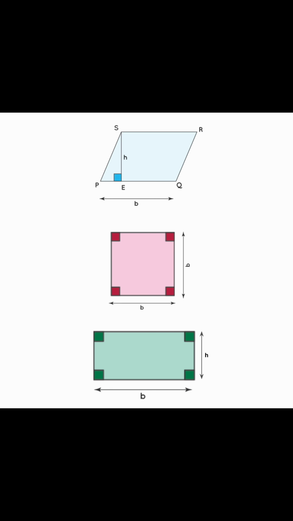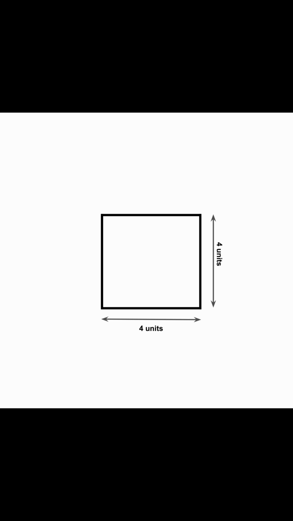Now let's answer this previous question. Why is the area of a square, rectangle, or any parallelogram, in fact, the product of its base and height? Let me explain with a simple example. Let's take an example of a square with sides that are equal to 4 units.